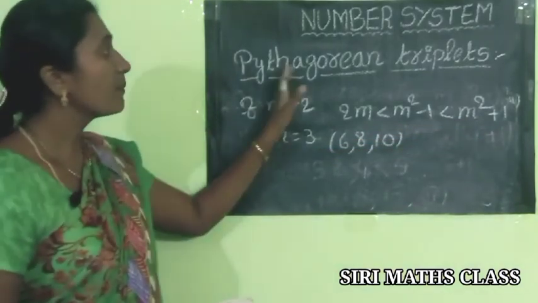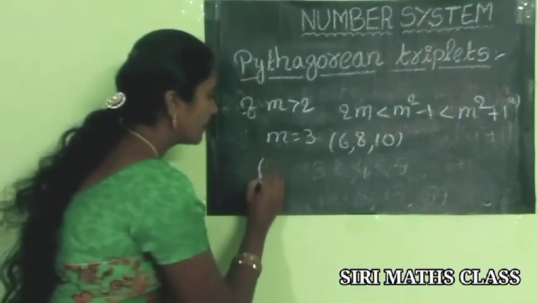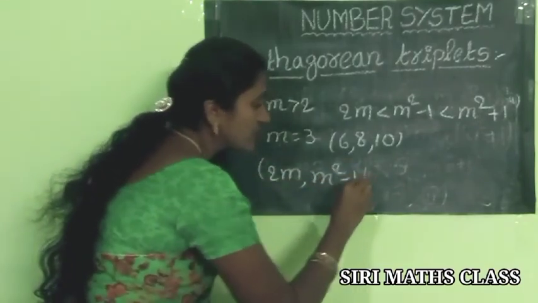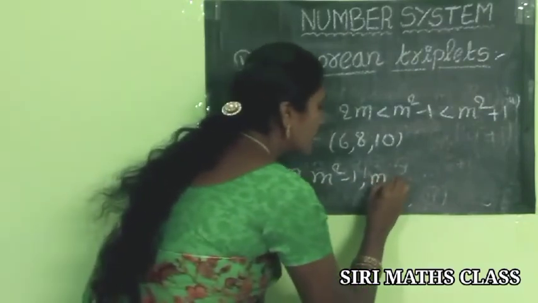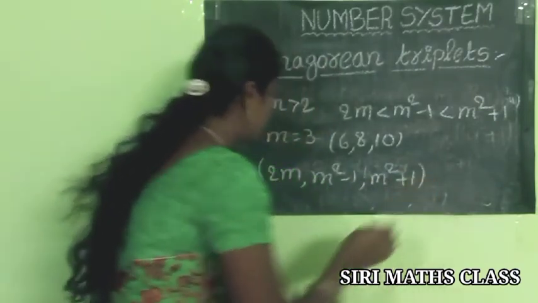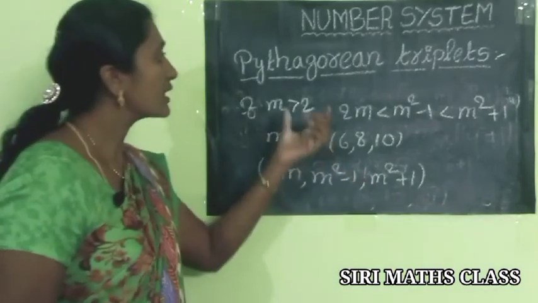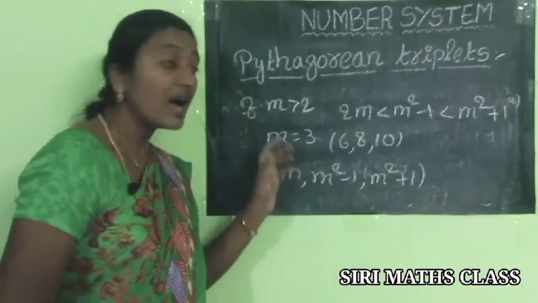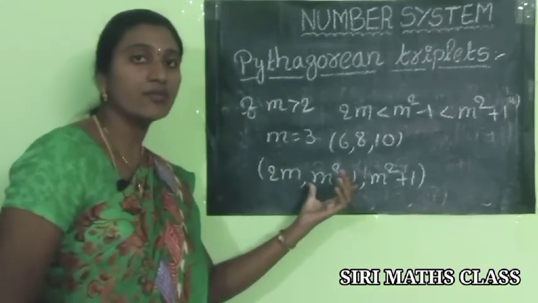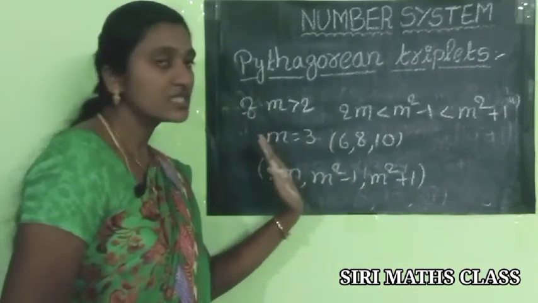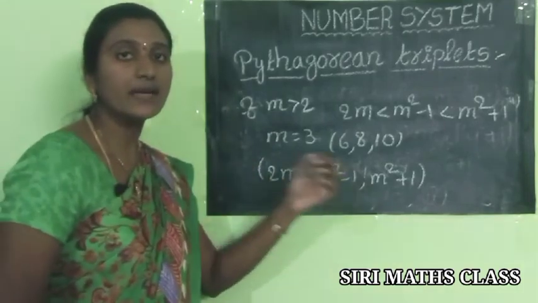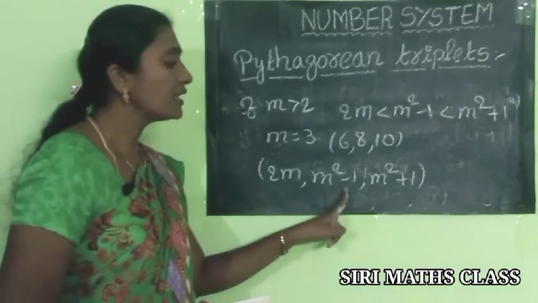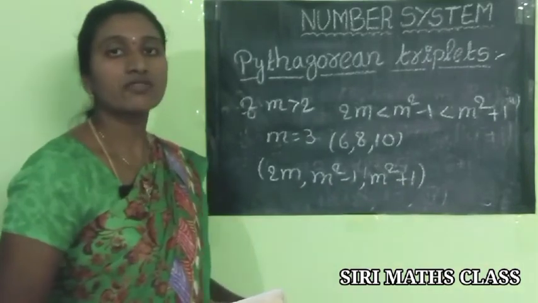What is the Pythagorean triplet? 2m, m square minus 1, m square plus 1. This is our condition. But in these Pythagorean triplets, in all cases we do not get the same form. The places will be changed. It need not be the same. What is the main condition? 2m, m square minus 1, m square plus 1.